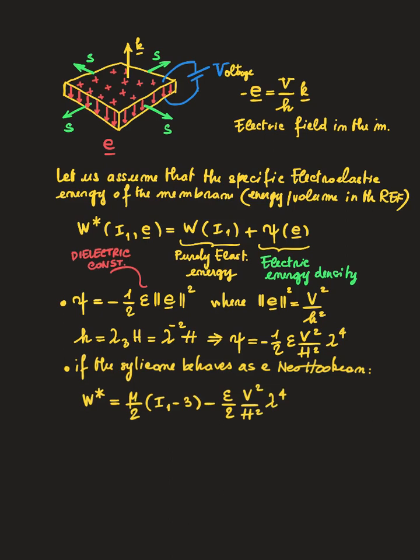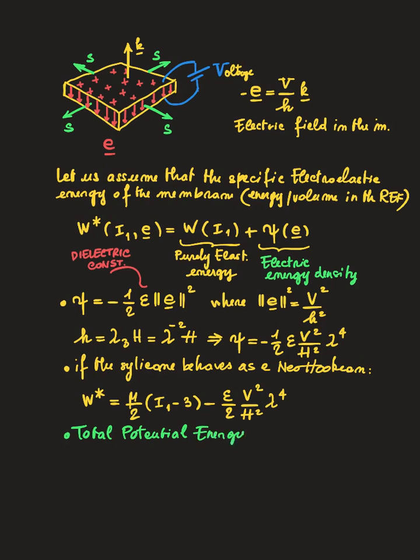So you see, there is only one difference with respect to the usual situations, which is that there is a term due to the fact that in the membrane there is the presence of an electric field. So, well, with this in mind, how do we find the equilibrium configurations? Well, we simply have to write the total potential energy. So let me write it here. Total potential energy.